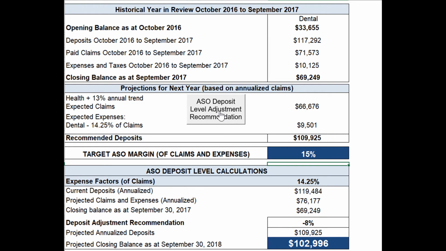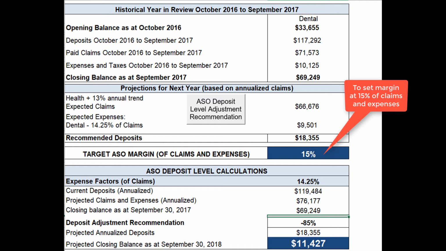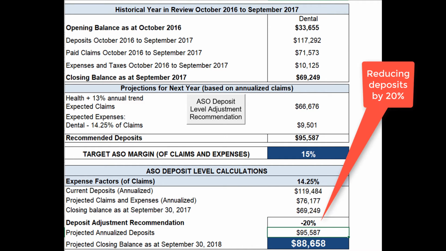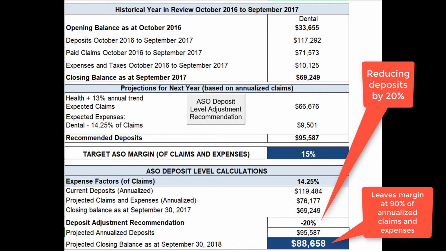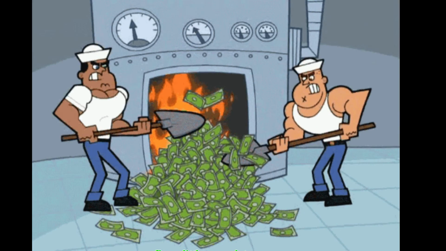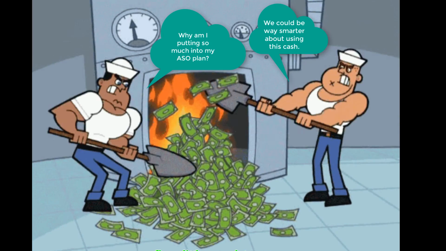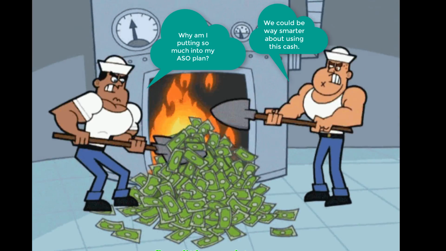If we set a funding margin target of 15% of claims and expenses, we can align rating with a strategy to draw down deposits. To set this funding level, annual deposits can be reduced by 85%. A 20% reduction would still free up cash and leave plenty of margin for claims fluctuations from month to month. Cash fuels businesses. Help your clients unlock it from the ASO plan at renewal.